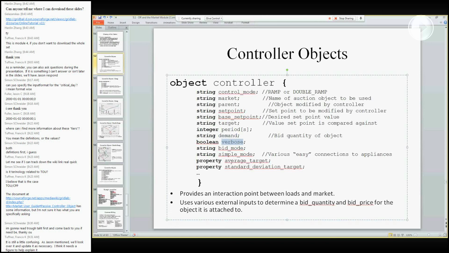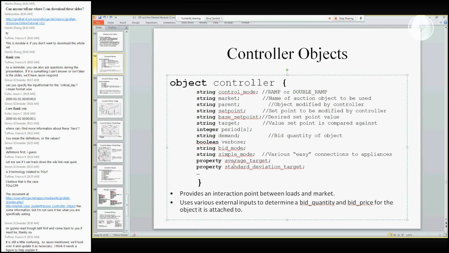Again, Verbose, just like auction, provides a lot of information. And when I say a lot, I mean a lot, so be careful using that, but it does help you look at that information and try to understand what's going on. We also have bid mode, so you can tell this controller to bid or not. We plan in the future to have more modes, but right now it's really just on or off. And that allows you to put a controller object like this into your market and respond to the prices, but not bid that price back in.